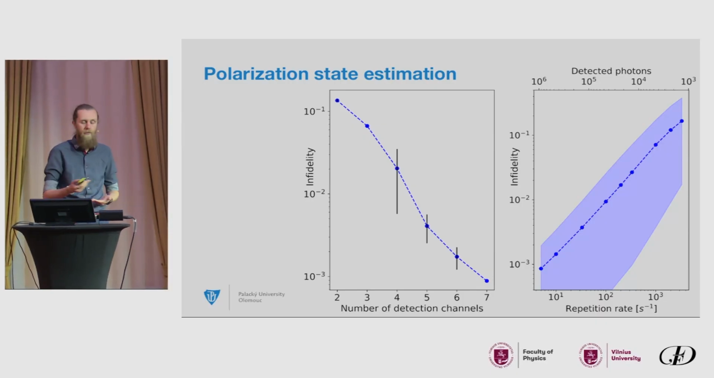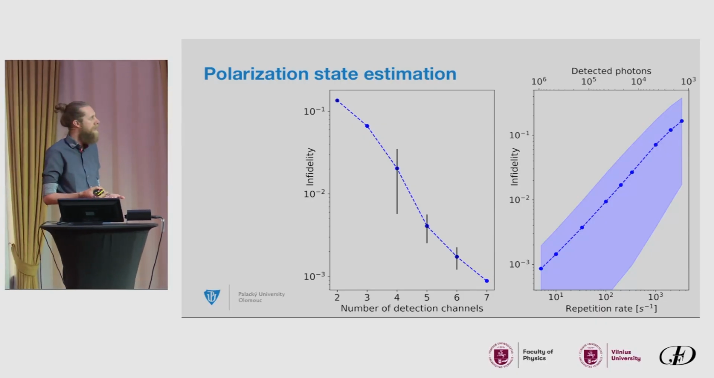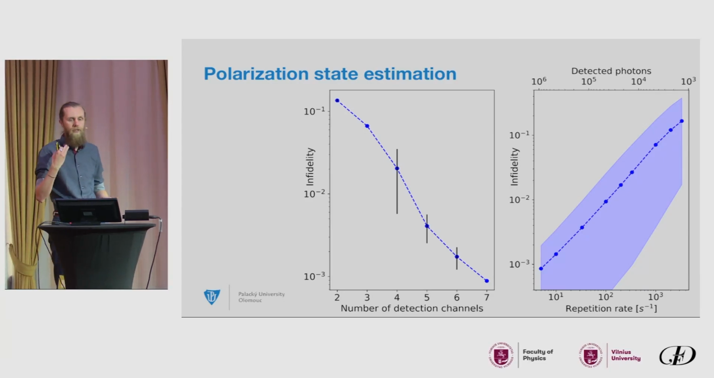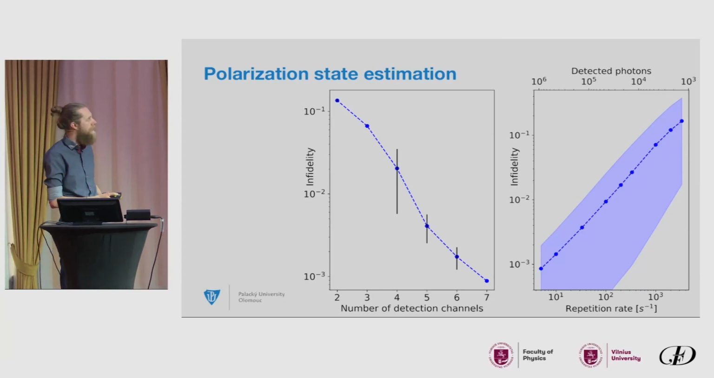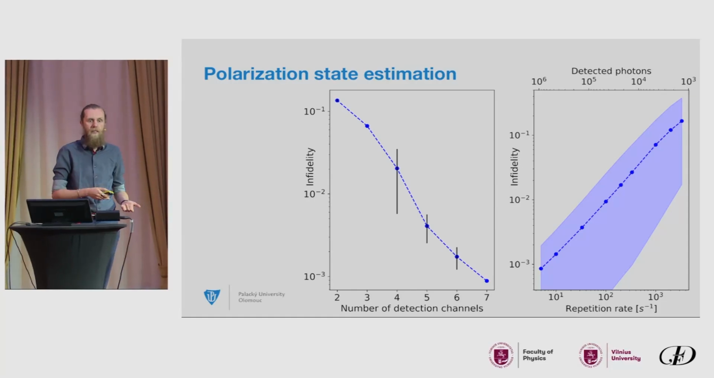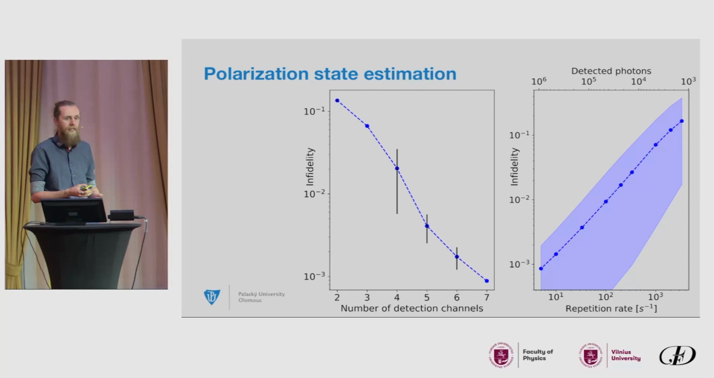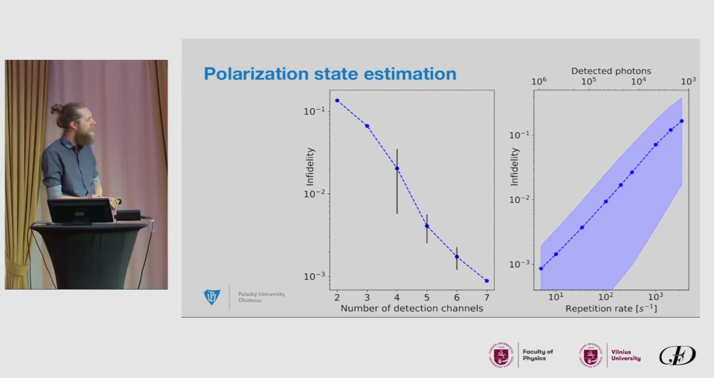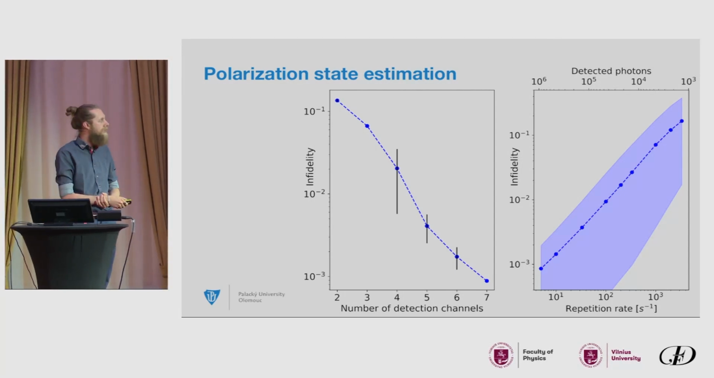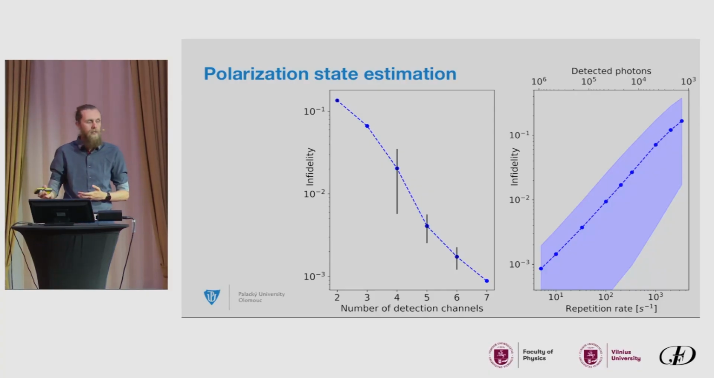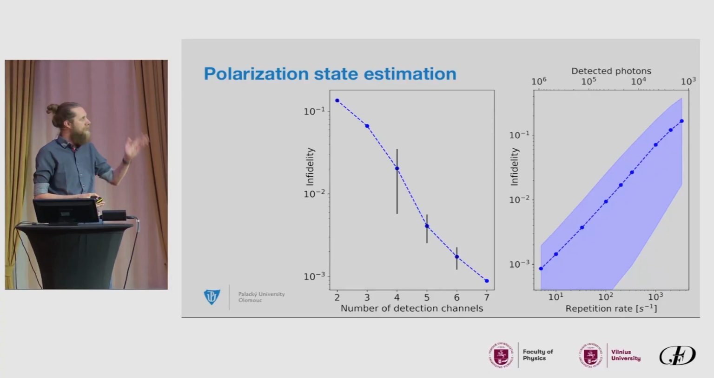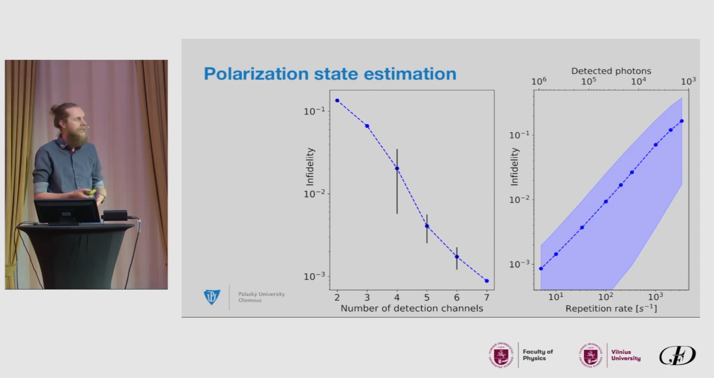For example, for a repetition rate of 33 hertz, which is the repetition rate of the human eye, the average fidelity of detecting polarization states is higher than 99.9%. Or on the other hand, you can detect more than 2000 polarization states per second with fidelity higher than 99%.